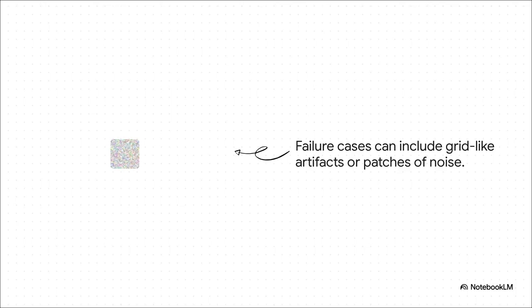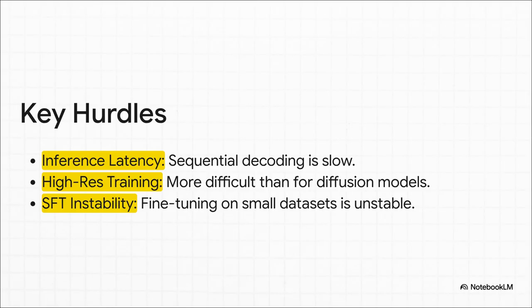Every now and then, the model spits out these weird grid patterns or these little patches of noise. It seems to happen mostly when it's dealing with these super complex, high-dimensional continuous tokens. So it's definitely a stability issue they're still trying to iron out. And there are a couple of other major hurdles.